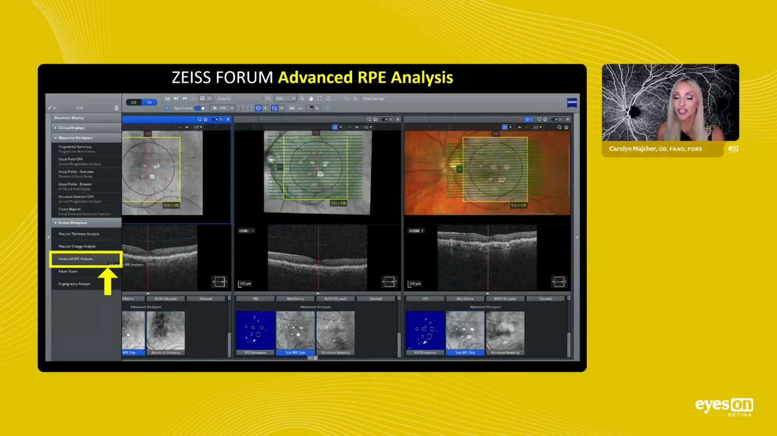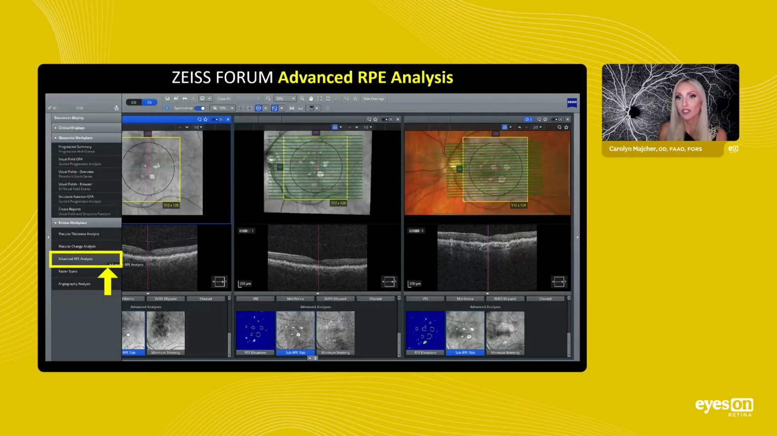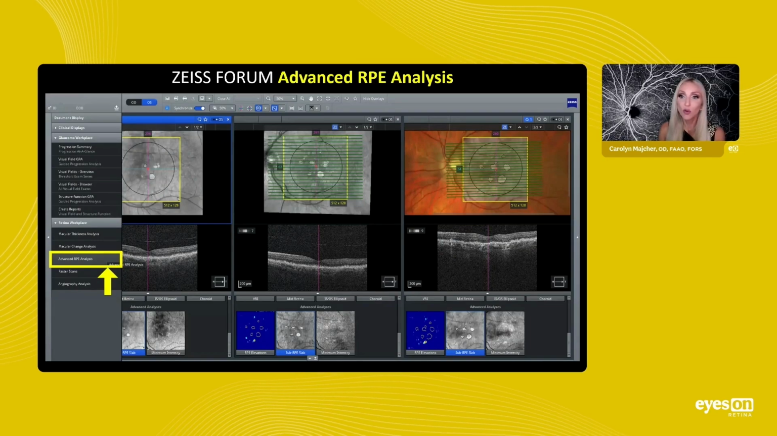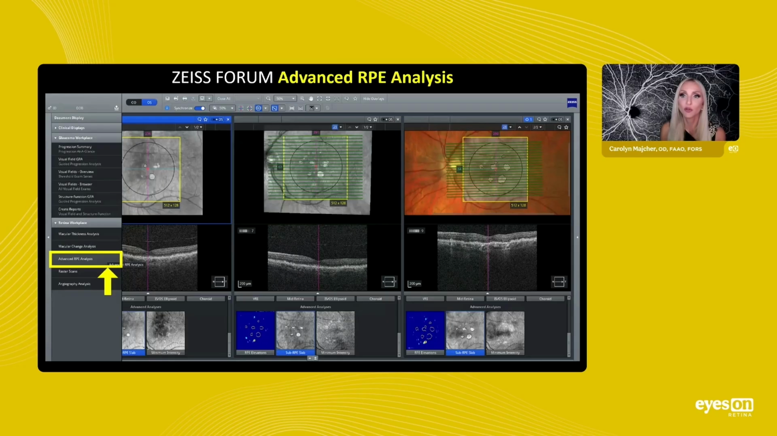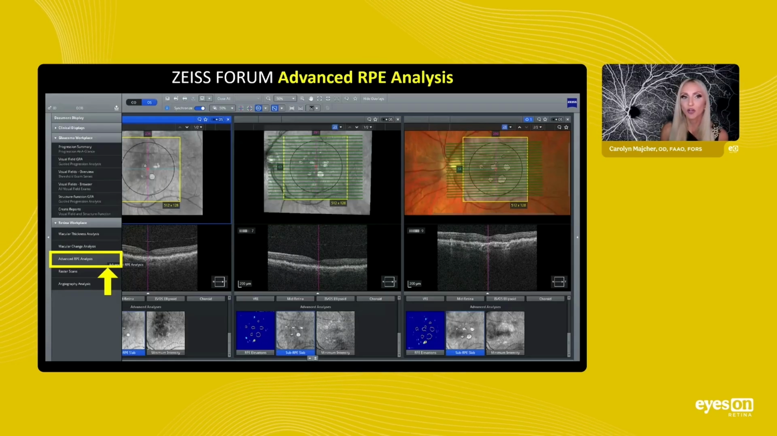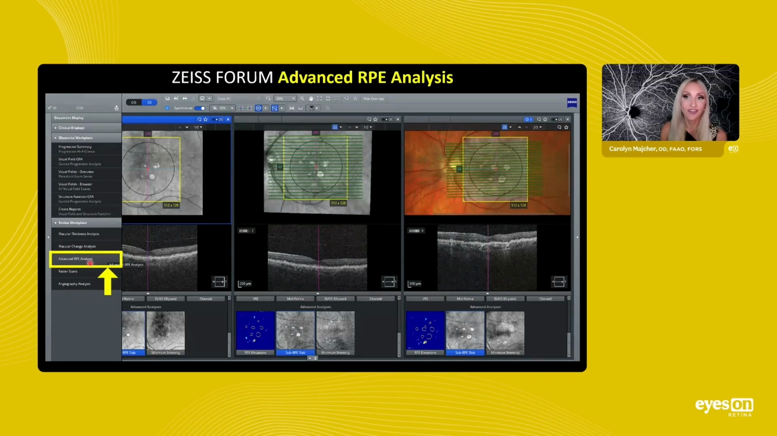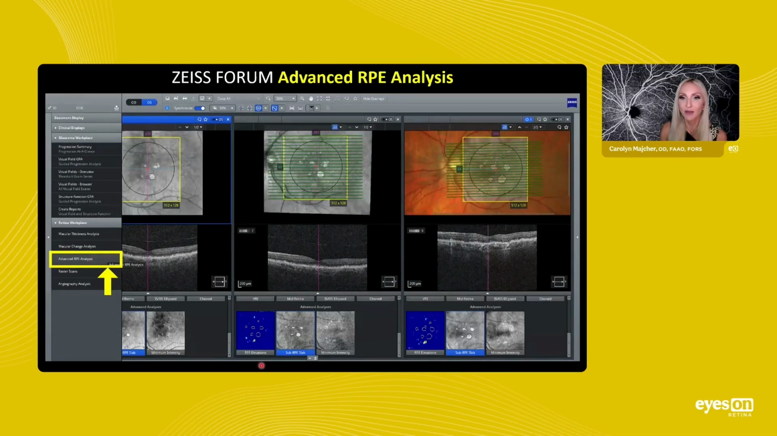So as we follow this patient's journey over the next 3 years of follow-up, ZEISS Forum Retina Workplace is going to provide us with many tools in order to monitor progression of this patient's atrophic AMD over time. And we're going to access most of those tools in the Advanced RPE Analysis tab.